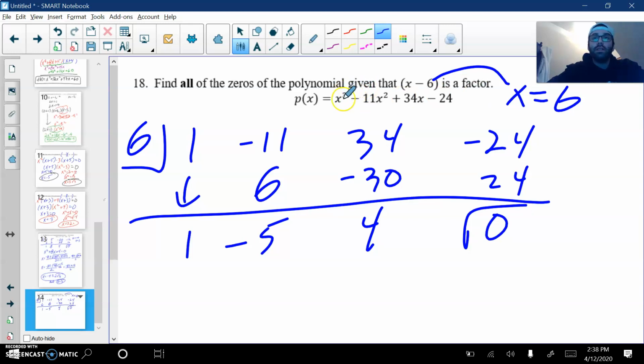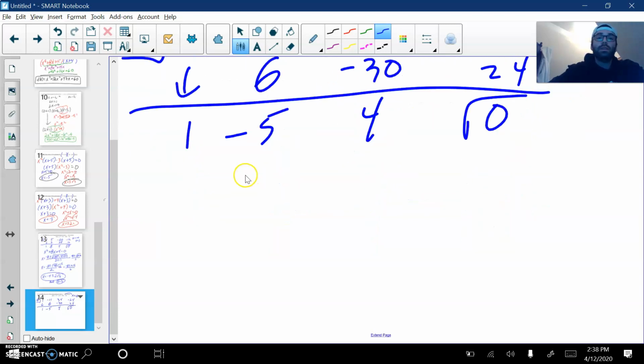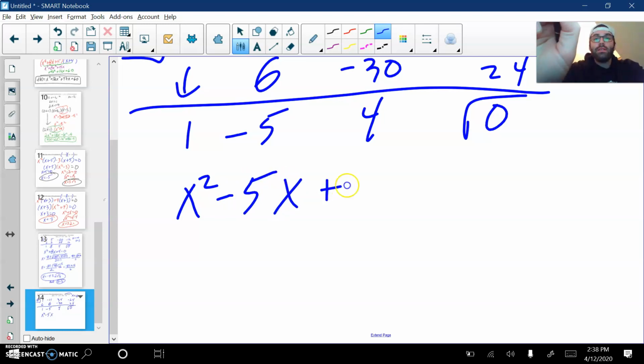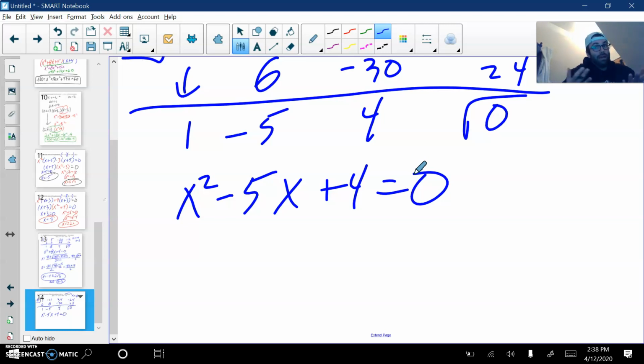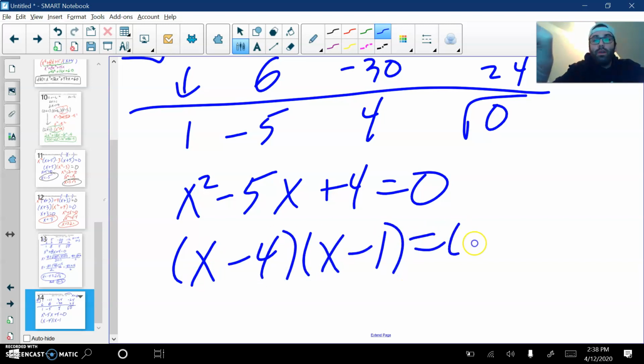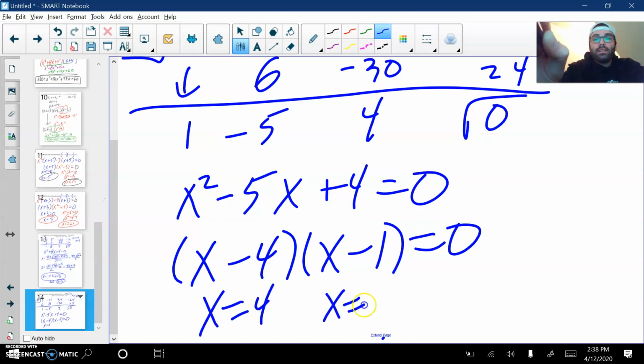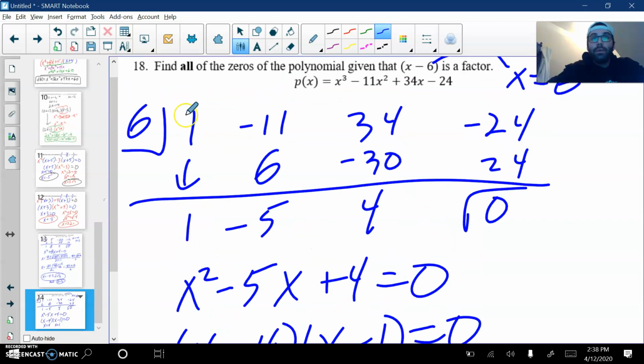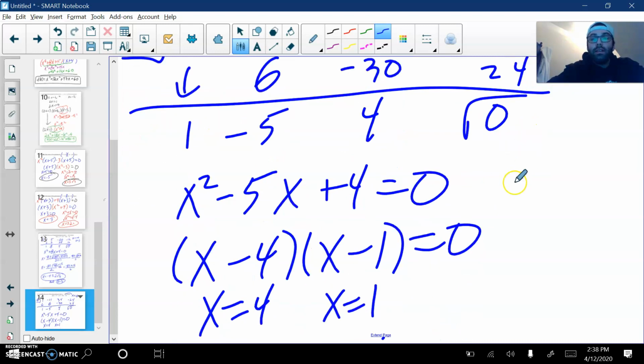That's good. We started off with x cubed, so that means I go to x squared minus 5x plus 4, and I'm going to set that equal to 0. Can I factor it, maybe? Yes, I can. Two numbers that multiply to 4 and add to negative 5: x minus 4, x minus 1. Wow, we're having fun. So x equals 4, x equals 1, and from the beginning, x also equals 6.